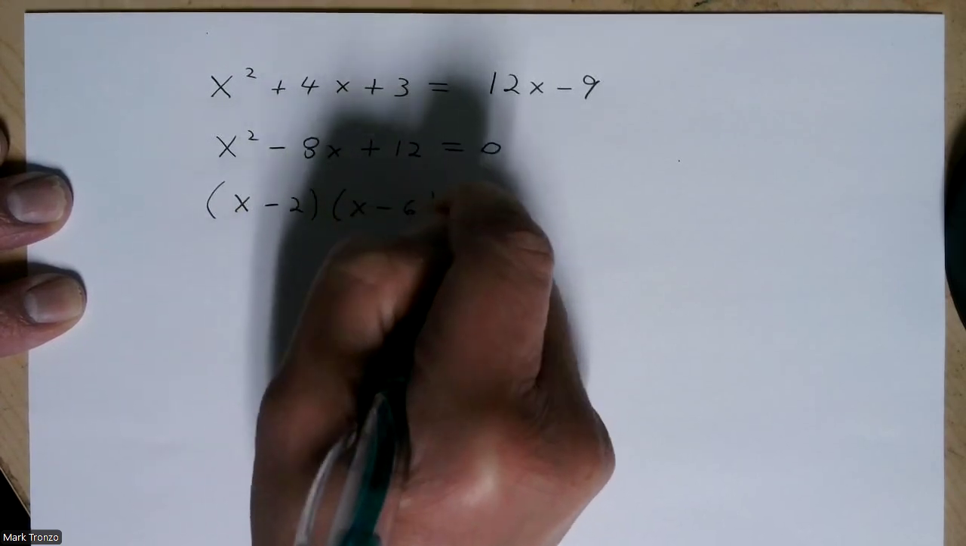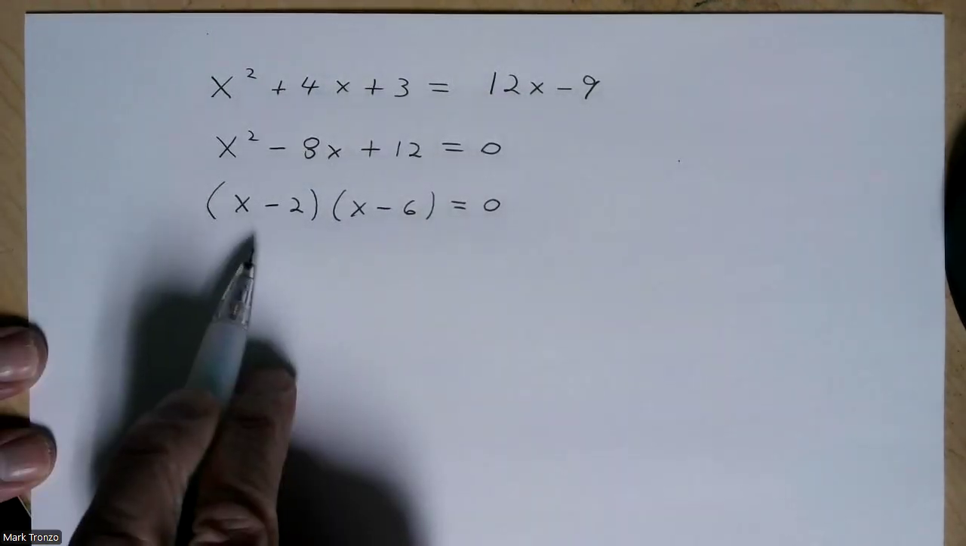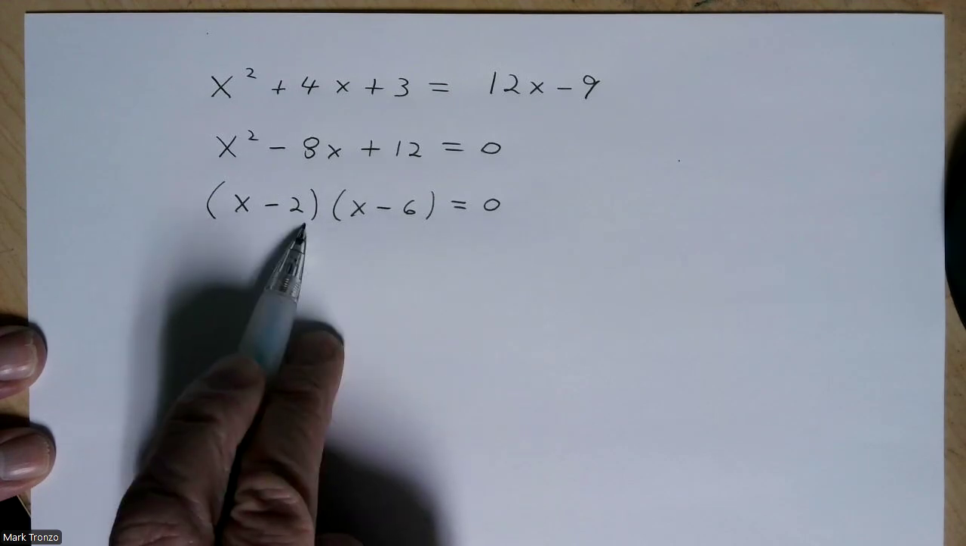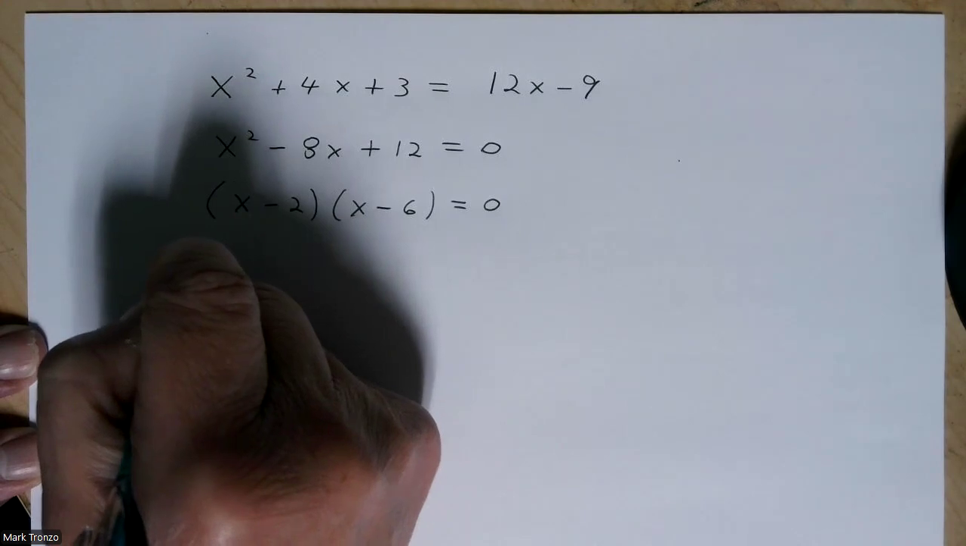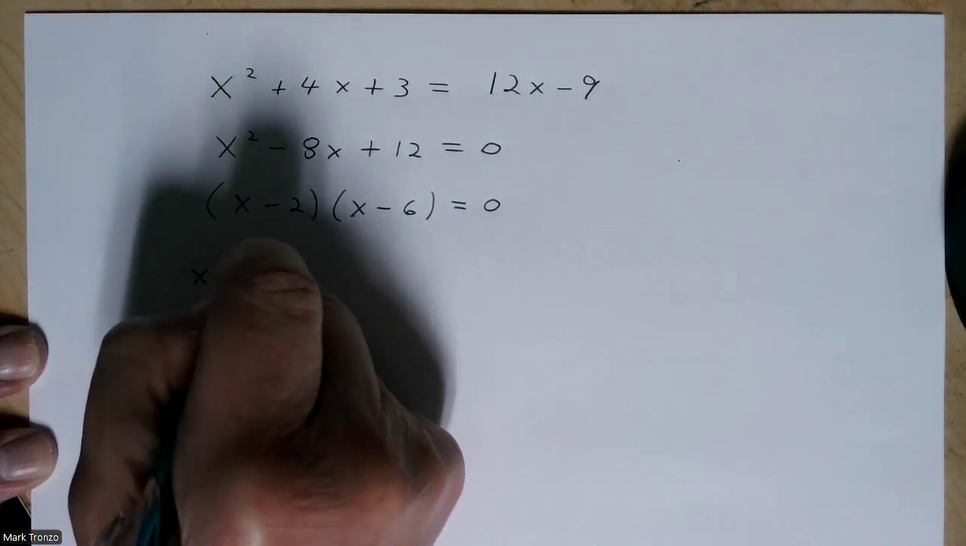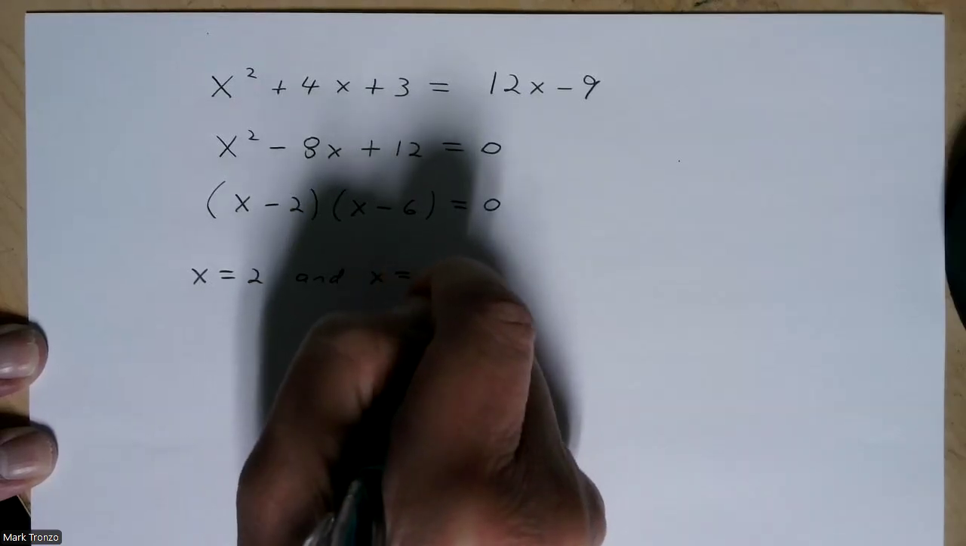Then, of course, what's going to make this 0 is if this is 0 or this is 0. So the answers are x equals 2 and x equals 6.